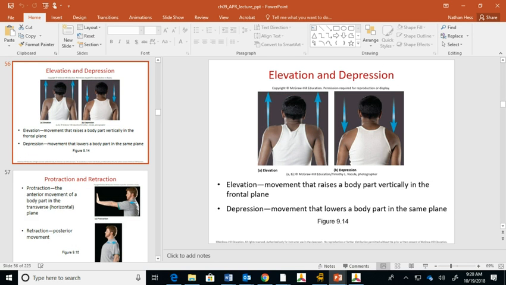Next one, elevation, depression of your shoulders. This is the easiest one. This is where we use this motion. We're still in that frontal plane, right? But this is, I'm elevating, I'm lifting. That's elevation. And I'm depressing, and my shoulders come down, right? Elevation, depression. Sir?